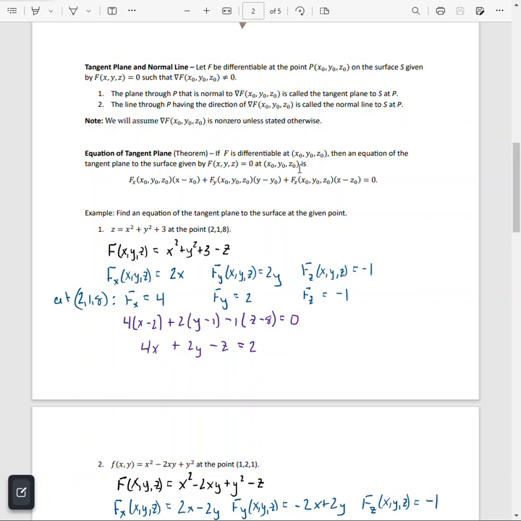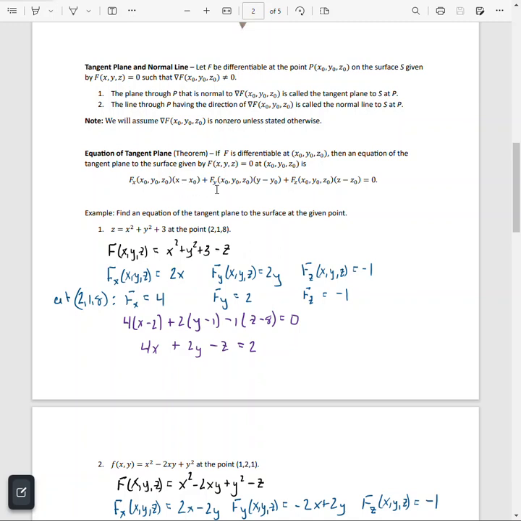So if capital F is differentiable at an initial point, x naught, y naught, z naught, then the equation of the tangent plane to the surface given by capital F of x, y, z equals 0 at the initial point is the partial derivative of capital F with respect to x evaluated at the point multiplied by x minus x naught.